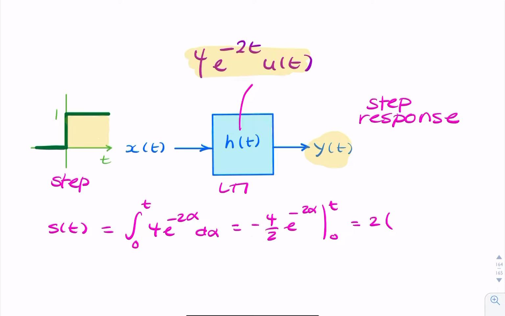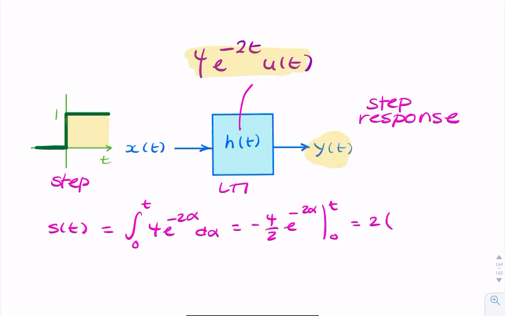That u of t there is simply in recognition of the fact that t here has to be greater than 0. For this integration to be valid and to be non-zero, t has to be positive. So what I've just found here is the step response, s of t. So that is my answer. It's 1 minus e to the minus 2t, u of t.